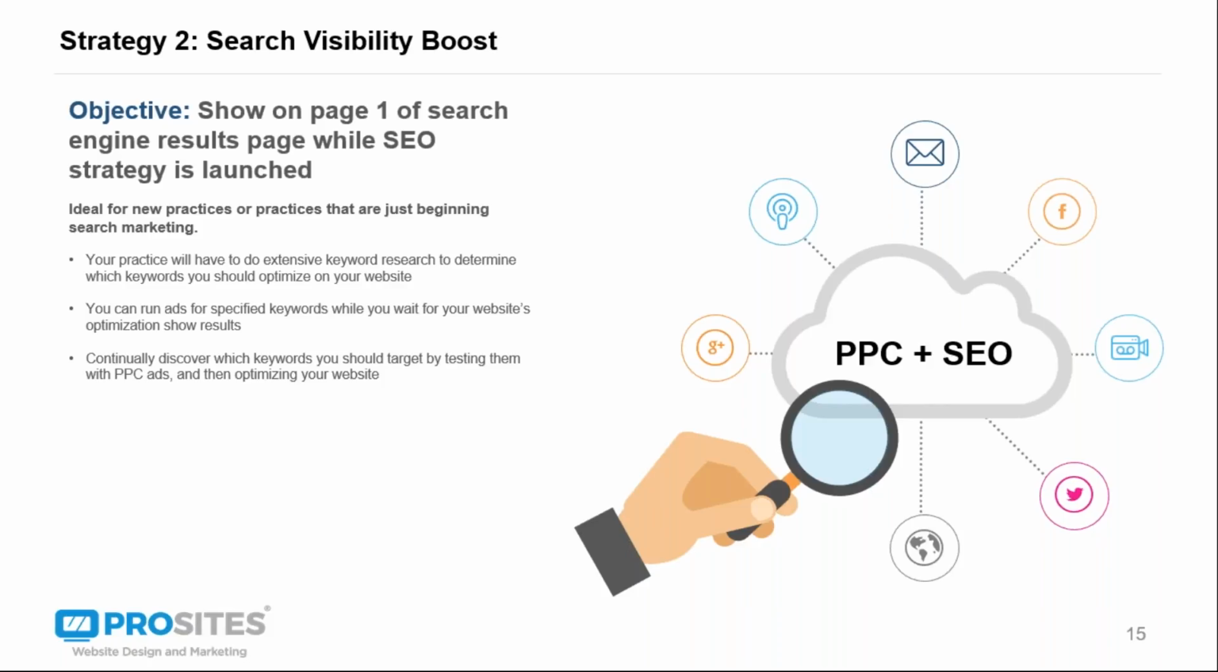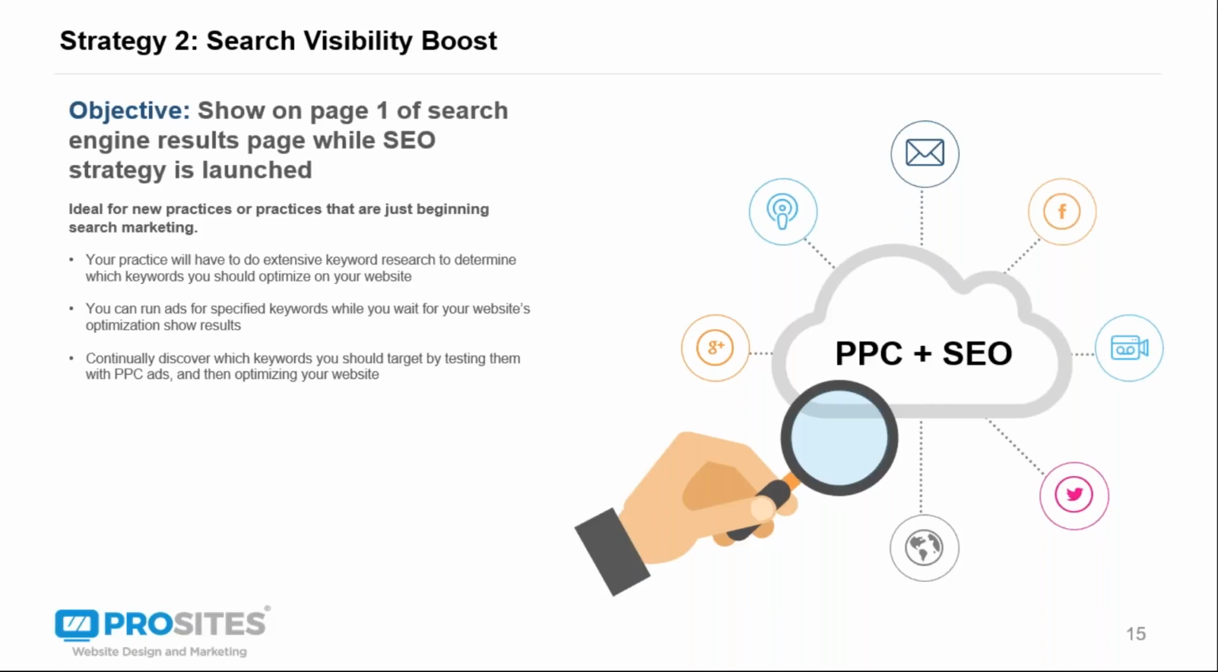You'll have to do extensive keyword research to determine which keywords you should optimize for. And you can run ads for specific keywords while you wait for your optimizations to show results. And you can actually continue this strategy to discover new keywords that are worth targeting even after your ranking. So say, for example, that your first priority when you established the campaign was just to show up for general dentist. If you started a campaign with PPC, those are the keywords that you would target. And eventually, your website would rank for those keywords organically.